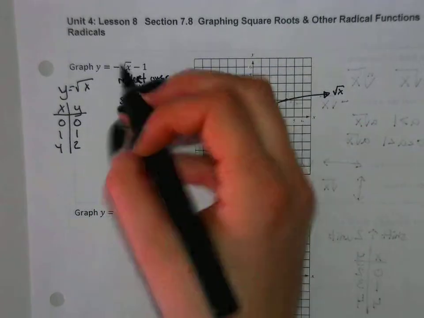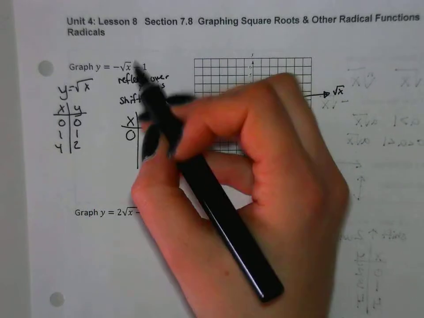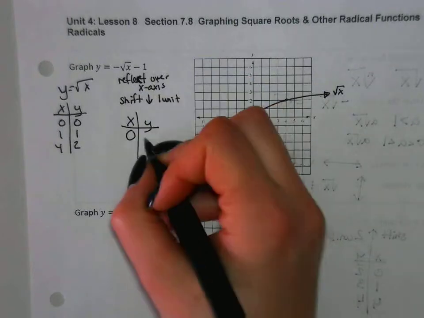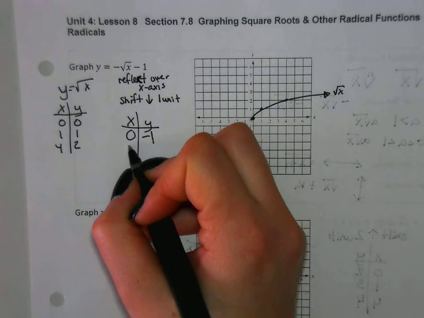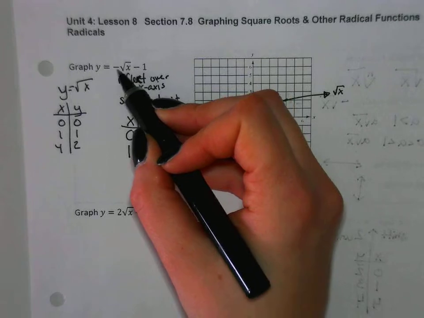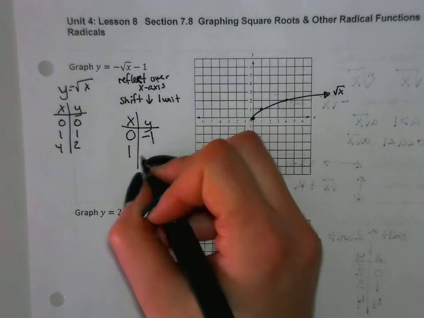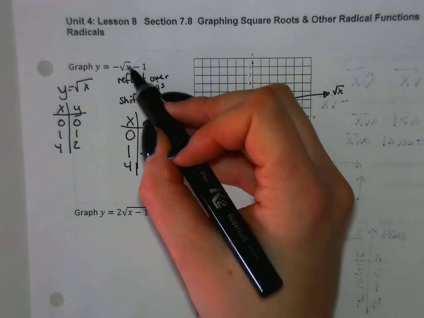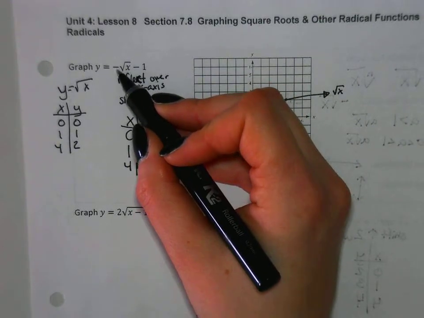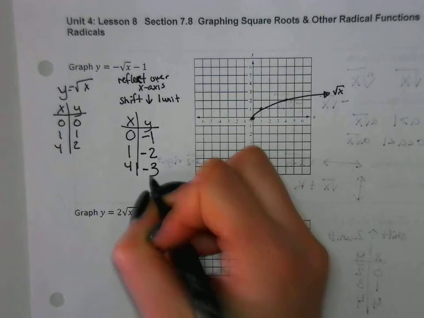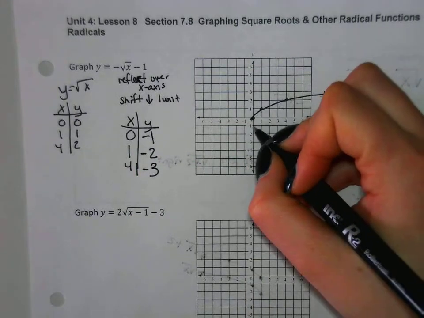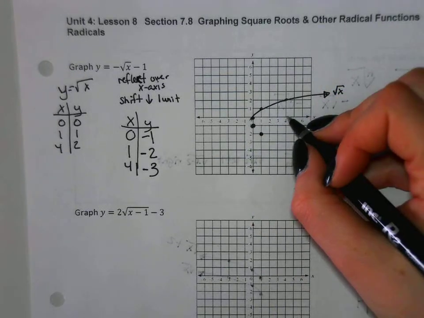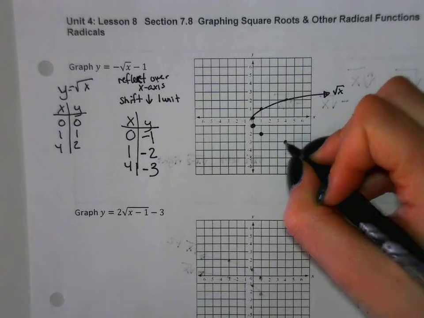So we have x and y. Once again, we know we can start with 0. The square root of 0 is 0, and -1 times 0 is 0. So this is a -1. The square root of 1 is 1, but it's a -1, and -1 minus 1 is a -2. The square root of 4 is 2 times -1, so we have -2 minus 1, which is a -3. So if we graph, we have (0, -1), (1, -2), and (4, -3).